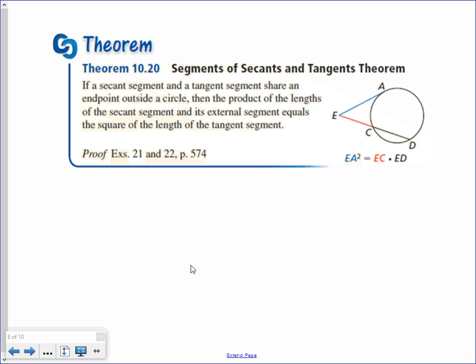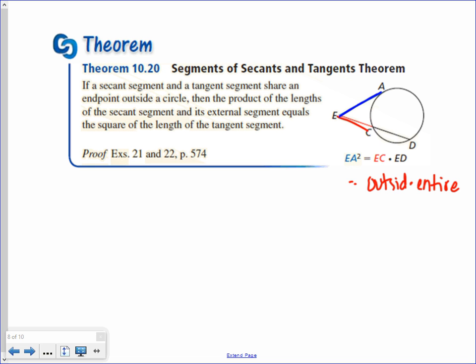On the bottom, on the secant segment, you treat this the same way we did the last one. You're going to do outside piece times the entire segment. Okay, that's not different from what it was before. Now, when you look up here at the tangent segment, same thing, outside piece times the entire thing. However, the outside piece of that segment, the one that's not in the circle, and the entire length are the exact same segment.